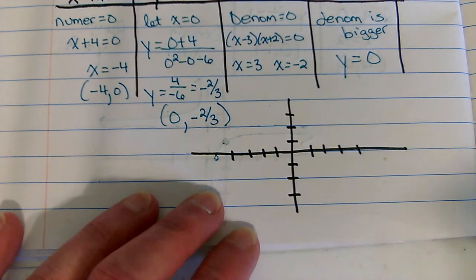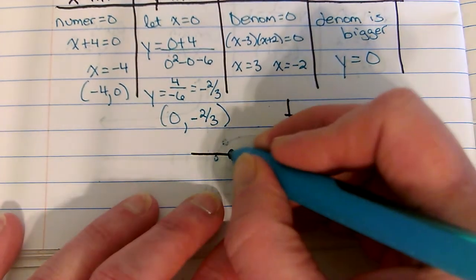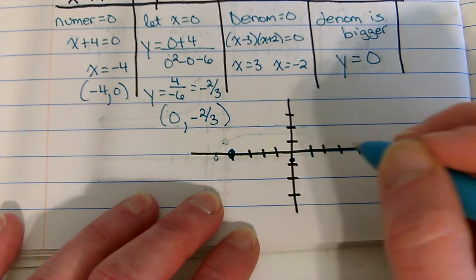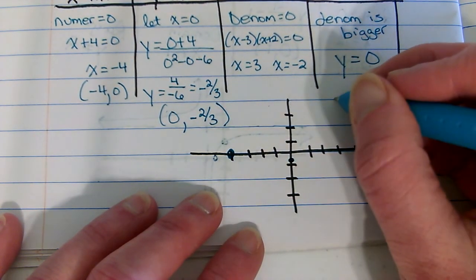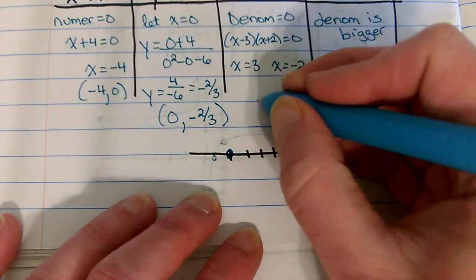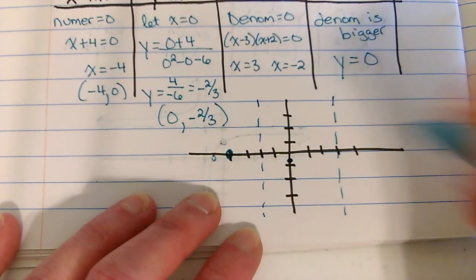Okay. So negative 4, 0. I have an x-intercept there. I have a y-intercept right here. I have a vertical asymptote at 3. And another one at negative 2.